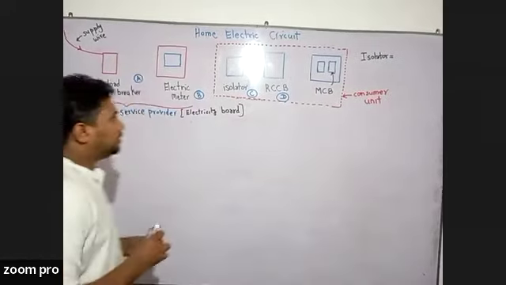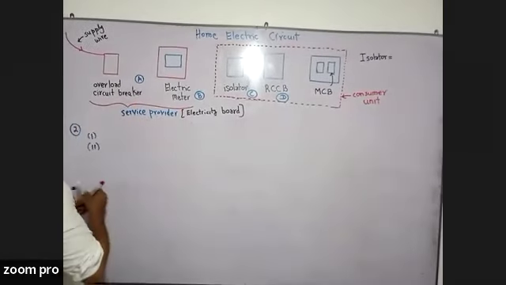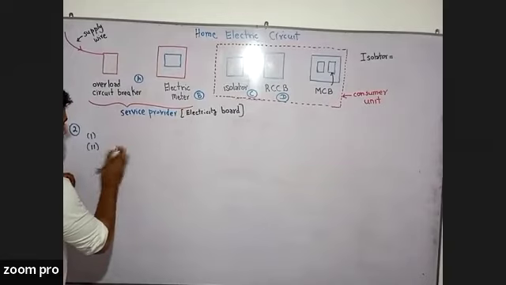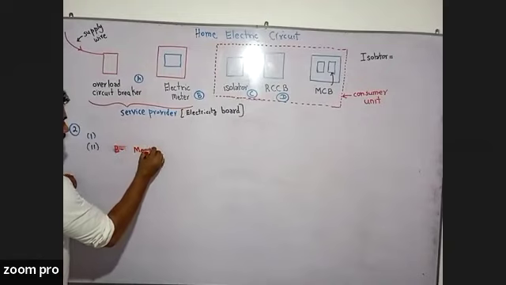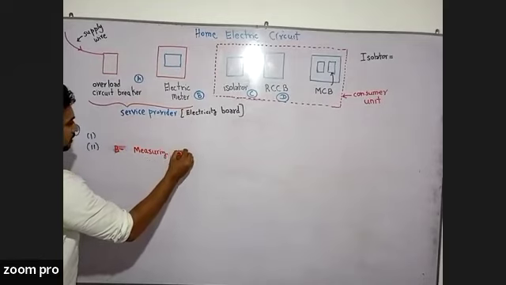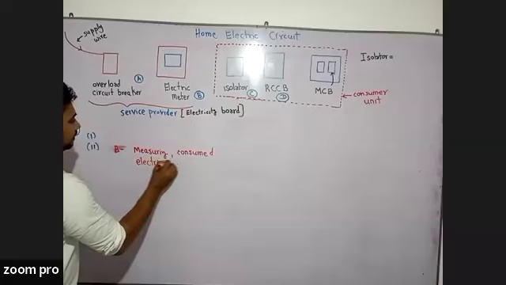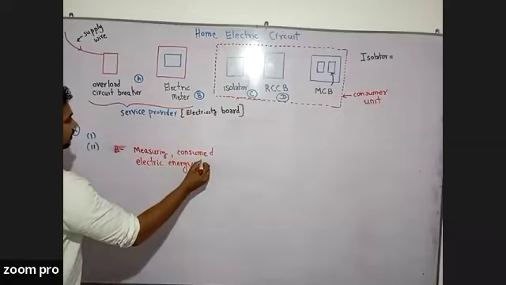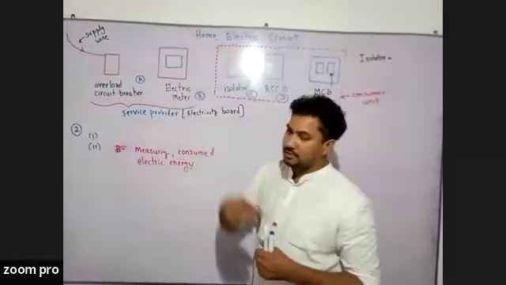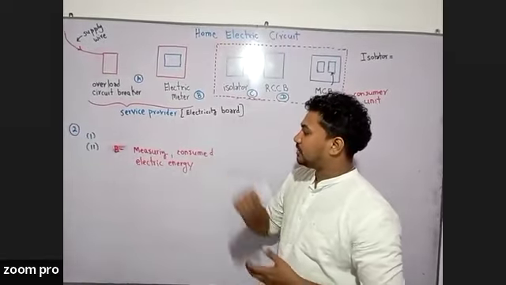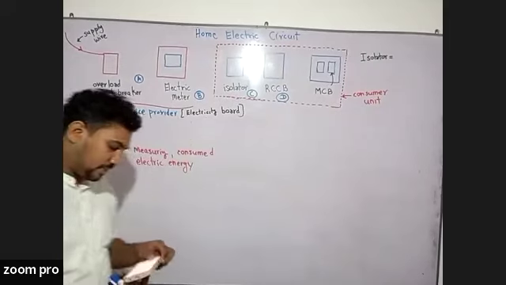Normally, B is the electric meter. The function of the electric meter is that it is the device which is used to measure the consumed electric energy in households and industries. So by using this meter we can calculate the number of units which have been consumed in the industries or in the households.